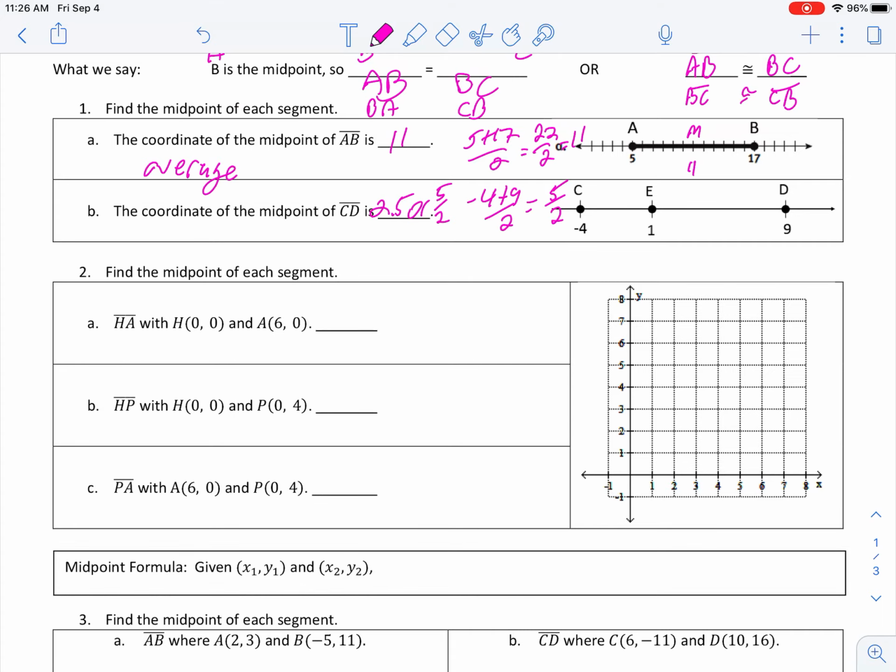Now, the other thing about midpoints is that they can be negative, because a midpoint, a point, is a location. It can be positive, it can be negative, it could be a fraction, it could be a decimal, it could be a nice integer. It doesn't bother me. Okay, it's going to happen.